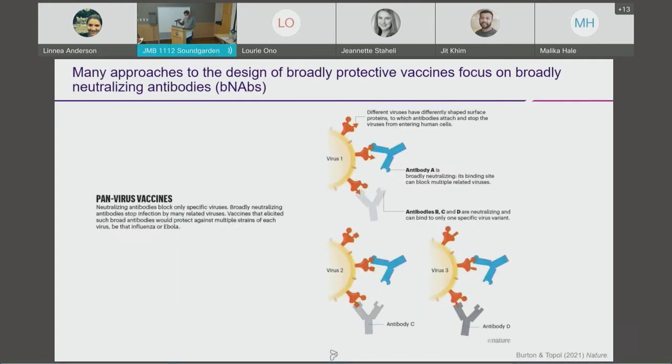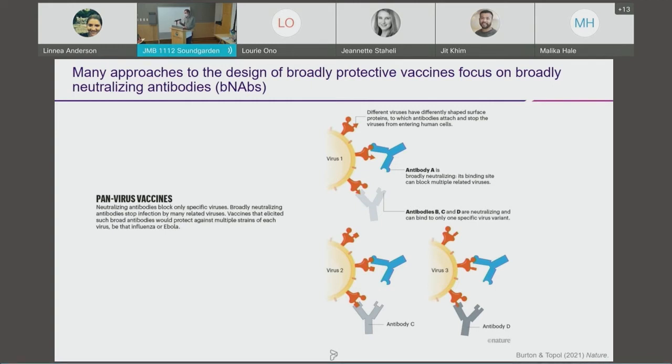So the concept that is underlying our approach here is this concept originally conceived by Dennis Burton in the early 2000s of structure-based antigen design, or some people call it reverse vaccinology 2.0. And the idea here is to characterize antibodies of particular interest in complex with an antigen, and then learn from those structures how to design your best vaccine.